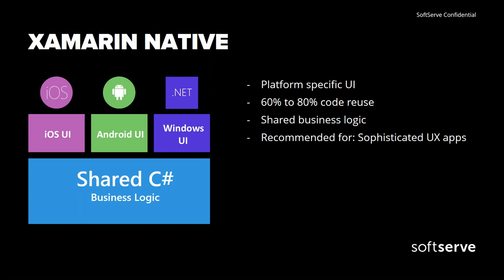And in general, Xamarin Native is best when you want to have sophisticated UX apps. Apps that have more complicated user interface elements, apps that need to be very good in performance, with highly polished design. And yes, if you need to use many platform specific APIs, you'll be using Xamarin Native.